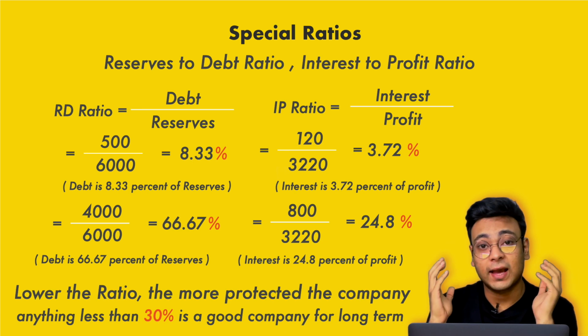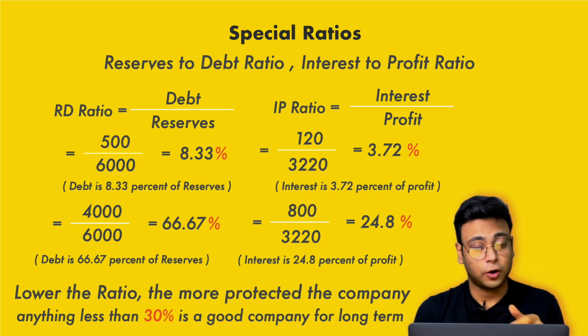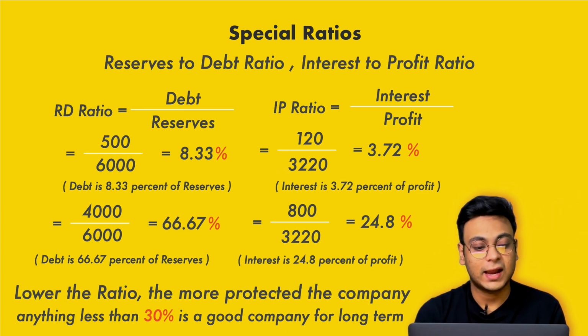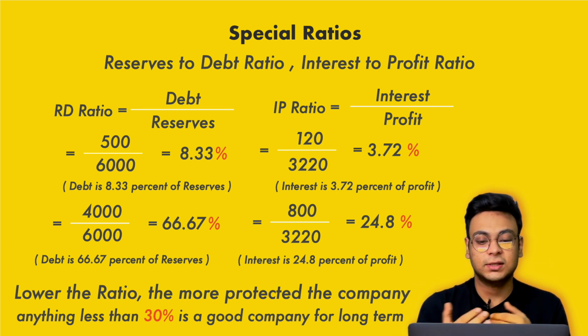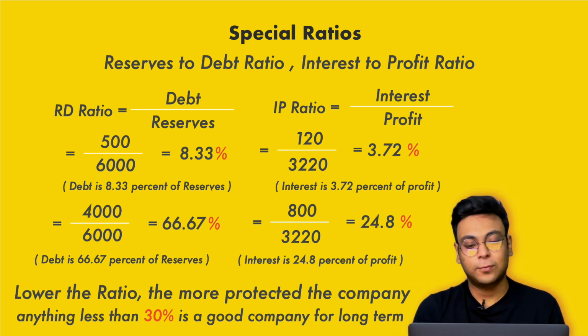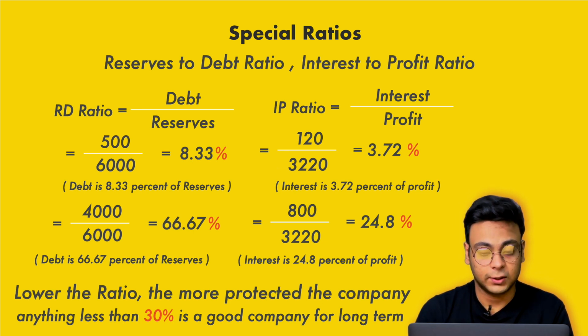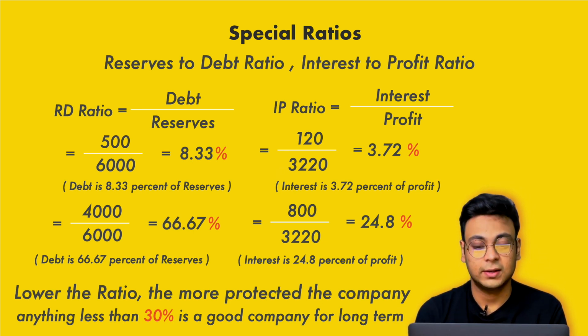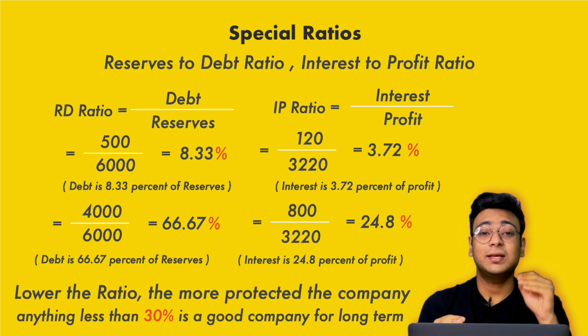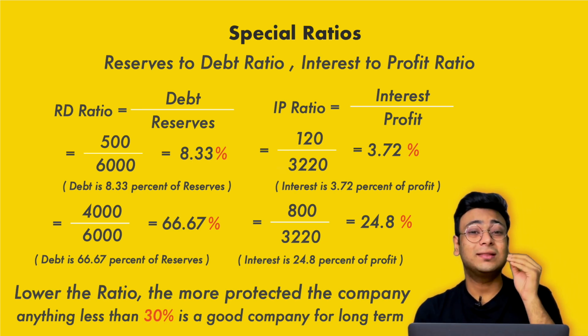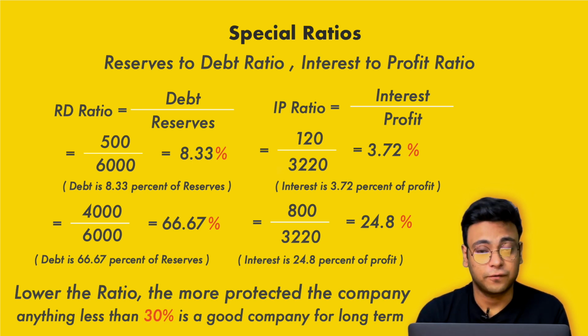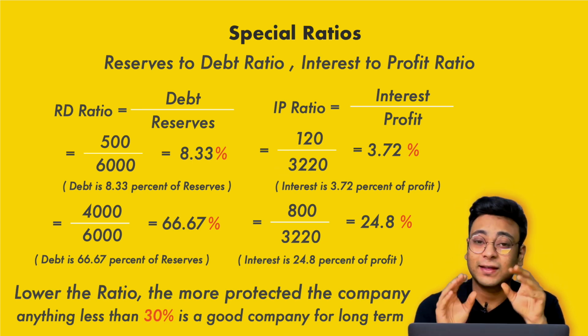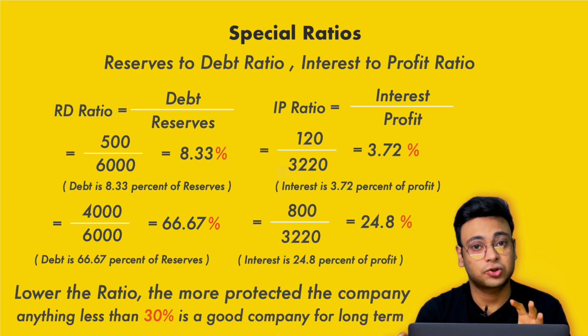Similarly, if we now look at the IP ratio, the interest to profit ratio, here we assume that let's say the company's interest was 120 crores and the profit was 3,220 crores. Now if we do the division over here, we get 3.72%. So here we can see that the company's interest burden is only 3.72% of the profit. So this is a very good sign where the interest burden isn't that strong.